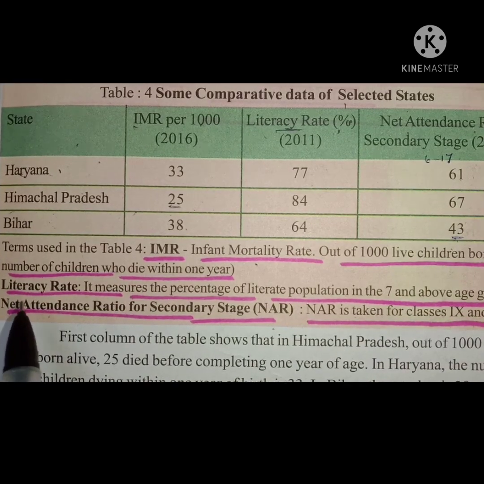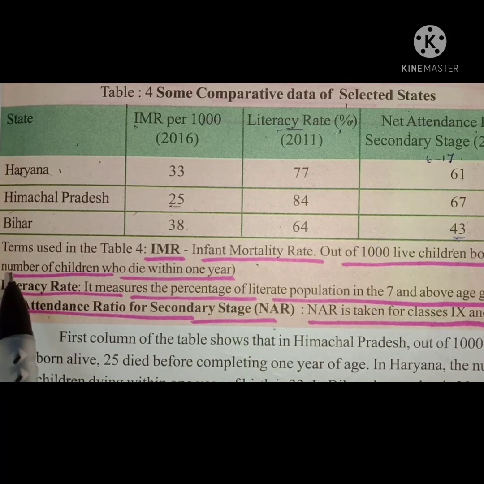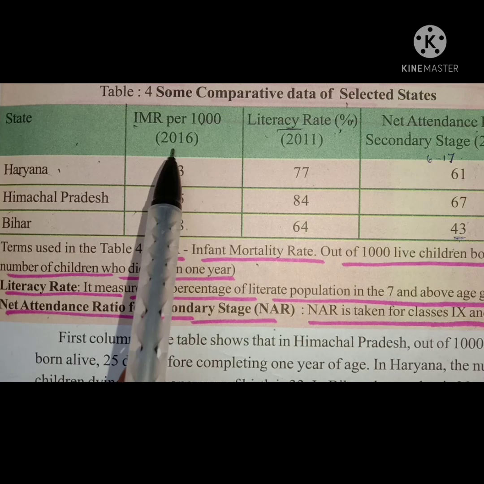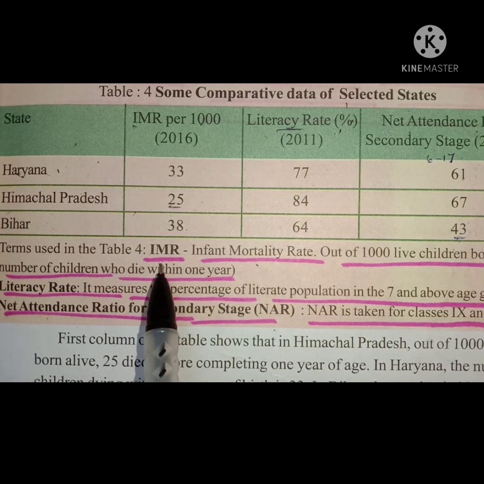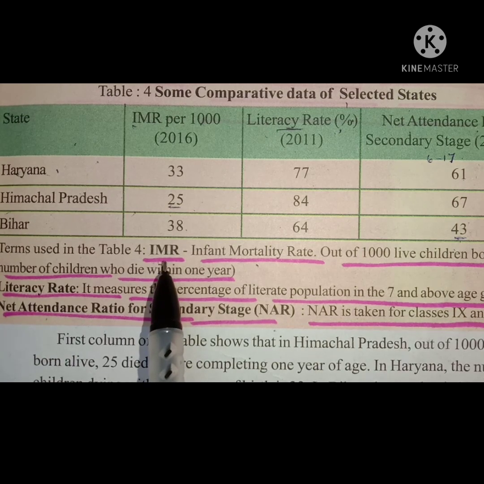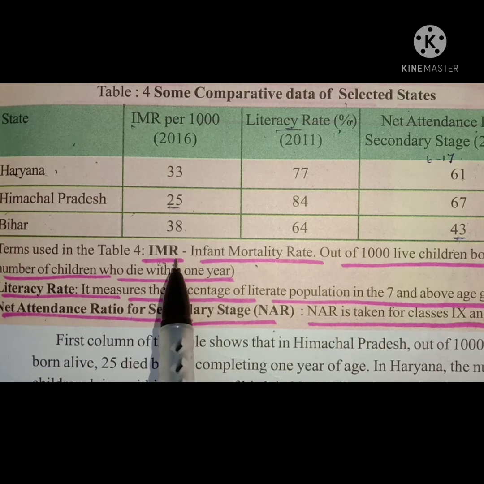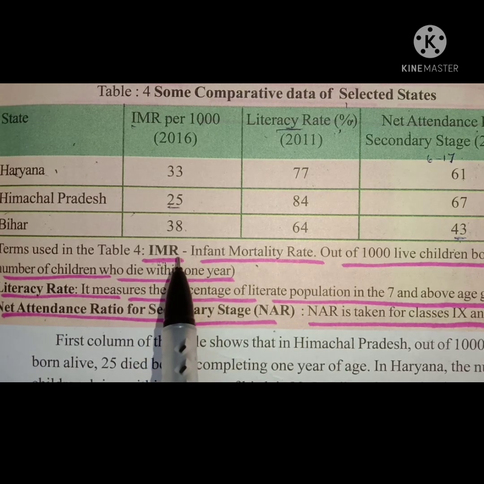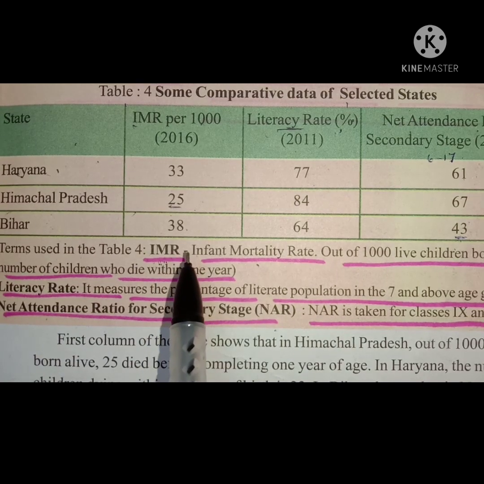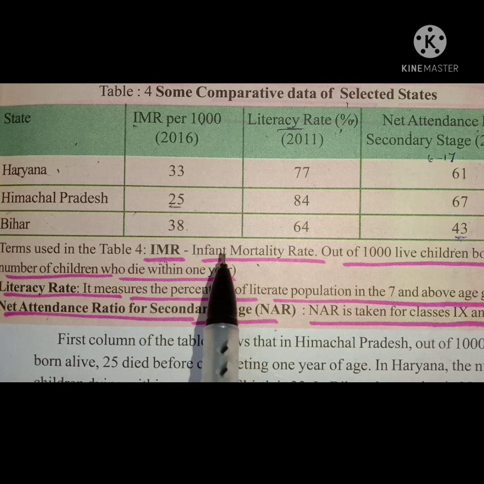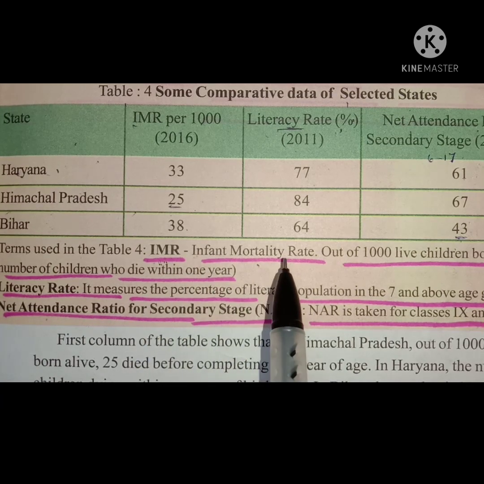Next, page number 21, there is a table. Terms used in this table: IMR, literacy rate. So what is meant by IMR? Or define IMR is a 1 mark important question. IMR means infant mortality rate. Infant mortality rate means out of 1000 live children born, the number of children who died within 1 year. That is IMR.